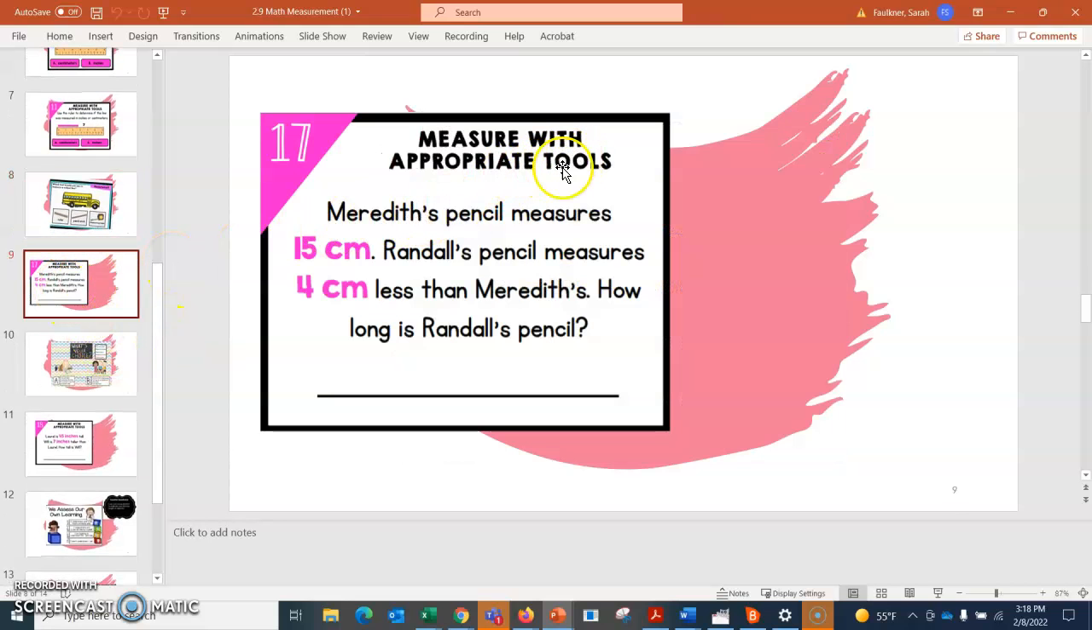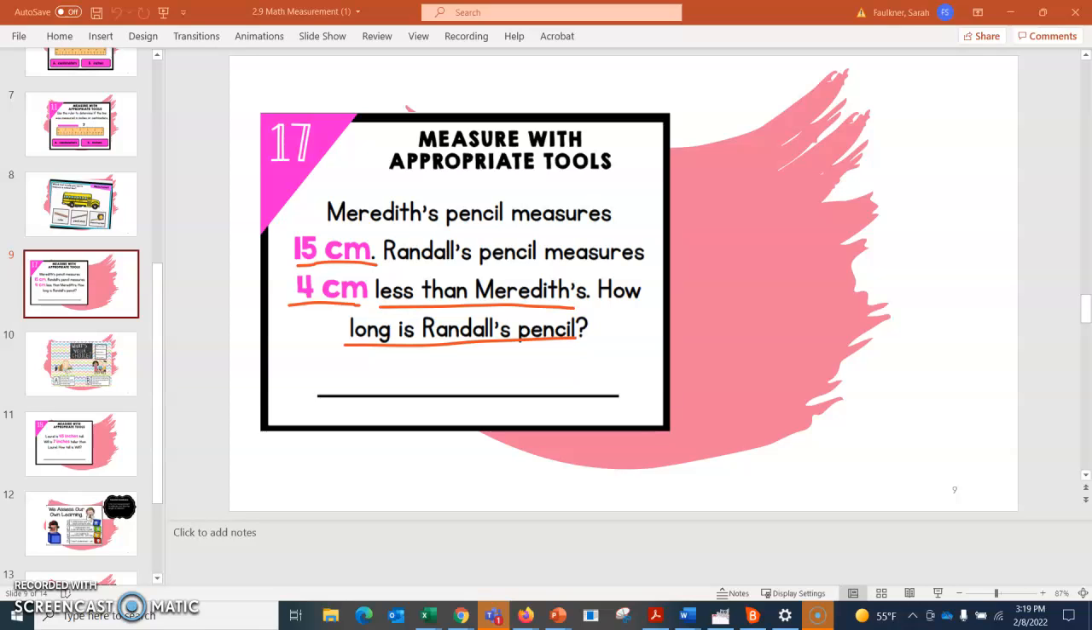This problem says, measure with appropriate tools. Meredith's pencil measures 15 centimeters. Randall's pencil measures 4 centimeters less than Meredith's. How long is Randall's pencil? So I'm going to start by looking at some important information. I know 15 centimeters is important. I know 4 centimeters is important. I also see some key words here. It says 4 centimeters less than Meredith's. How long is Randall's pencil?